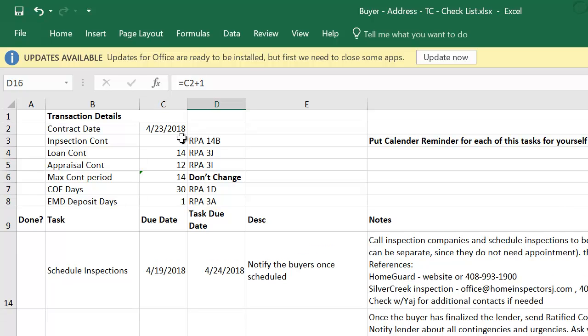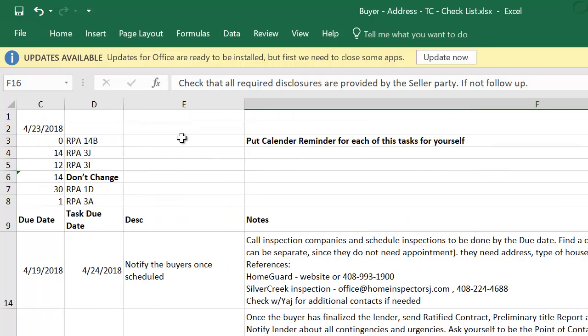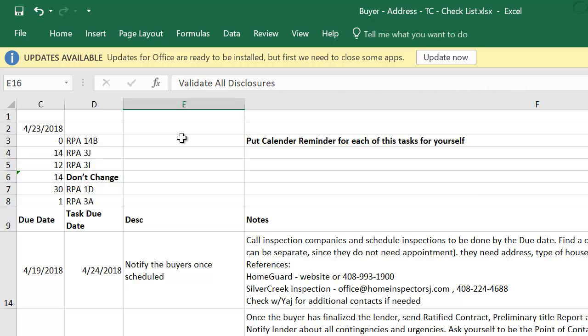Check for disclosures. Now we need to make sure that all of these disclosures are provided by the seller. If they're not provided by the seller, we are following up and trying to get them from them, or many times we are preparing some of these. And this is going to be in line with the office checklist that we have. This may not be enough, but we're just going to follow the checklist of those 27 or however many documents that are needed.